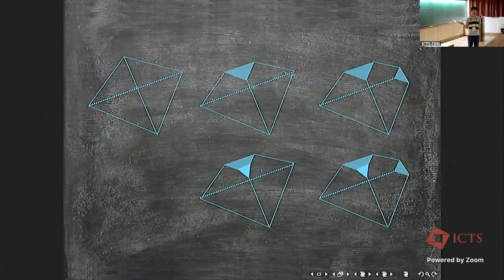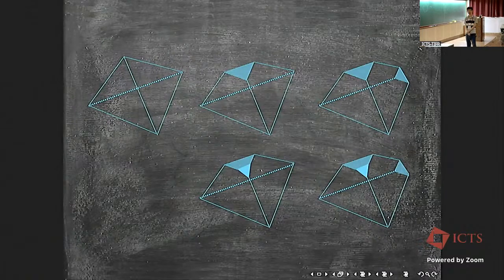Because whenever you truncate a vertex, you always see triangles in this case, right? So if there are no triangles, this is not a truncation polytope, okay? So this is a special polytope, okay?